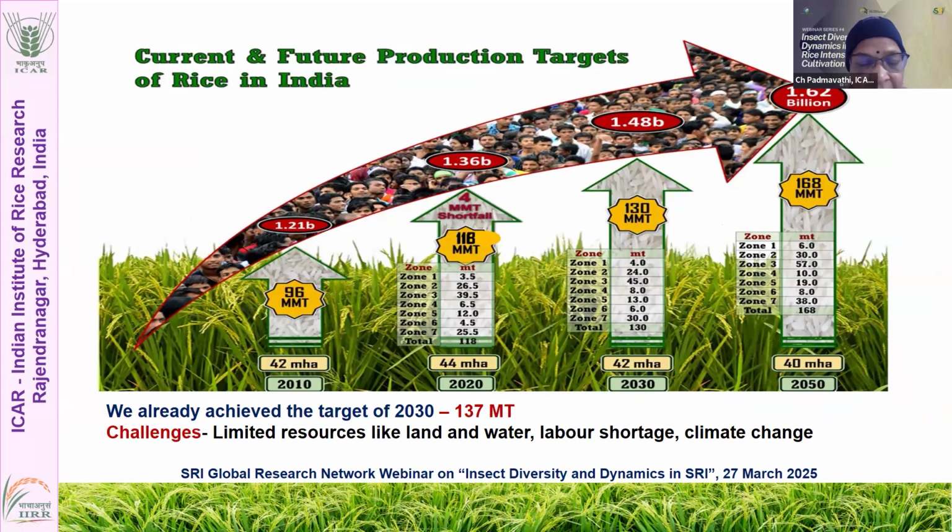In 2030 the required production is around 130 million metric tons, but we have already achieved this target by 2025 itself. Now we are having 137 million tons, but for 2050 we have to reach around 168 million metric tons, and that too keeping in mind these challenges, particularly limited resources of land, water, labor shortage, and also the climate change impacts that are already showing very seriously in India.